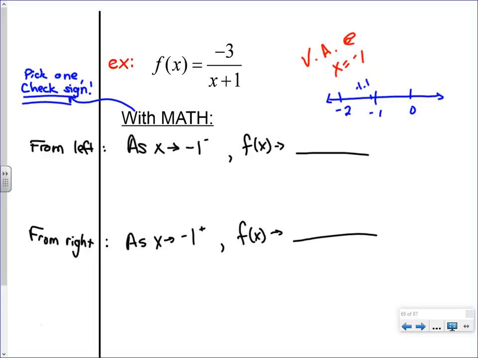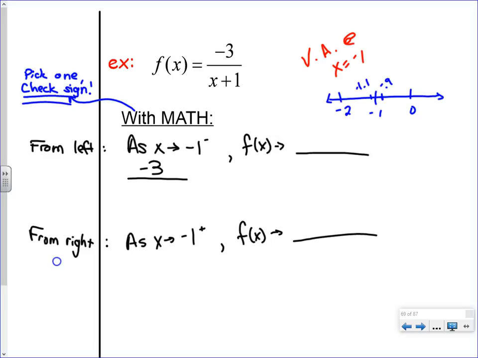What's something on the right? 0.09 is way over here. Still over here. -0.9, exactly. See it? -0.9 gets that way. -0.09 comes towards 0. Just pick one each. And here's what we're going to do.